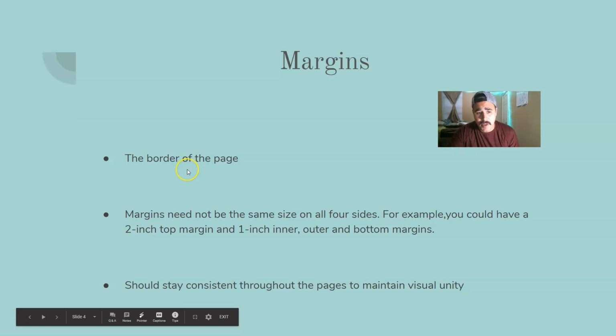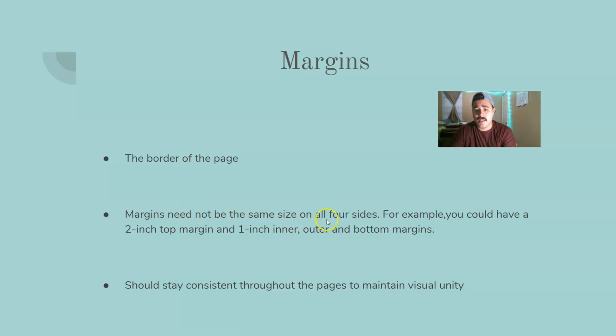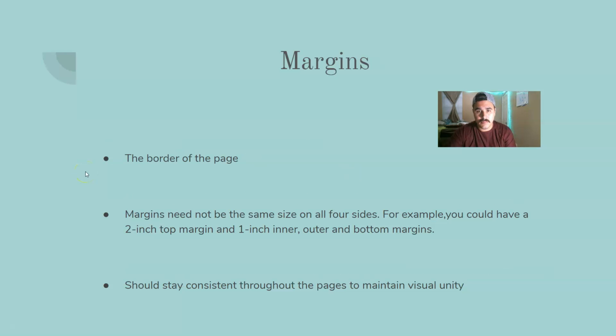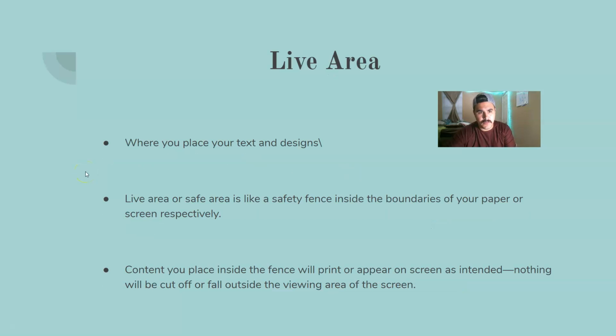Margins is the border of the page. Margins need not be the same size on all four sides. For example, you could have a 2-inch top margin and 1 inch on the sides. If you're going to do something like that, though, it should stay consistent throughout all the pages. So don't do 2-inch margins with one on the side, and then the next page 2-inch margins with 2-inch margins on the side. You want to maintain the visual unity for your viewers. I guess I didn't do a picture of that one.